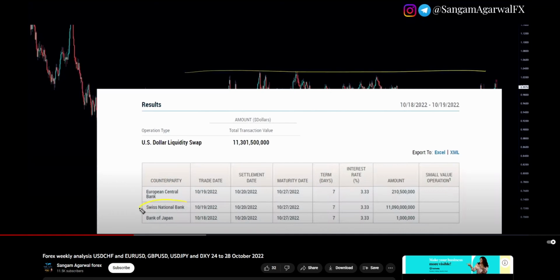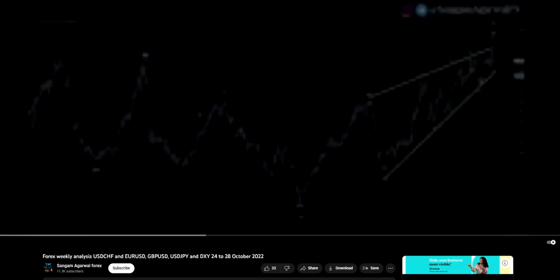Because first was the Swiss National Bank and we were trading USD. They were taking dollars from the New York Fed every week and that size was doubling each week. Later the European Central Bank came, and lastly the Bank of Japan also came, but their dollar size was doubling each week. So that was your macro confirmation.